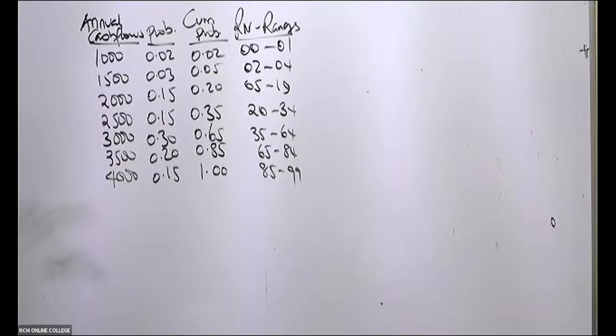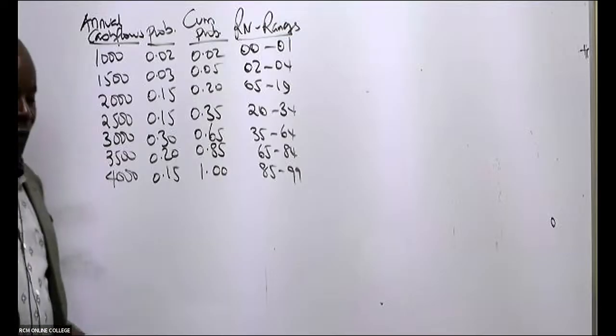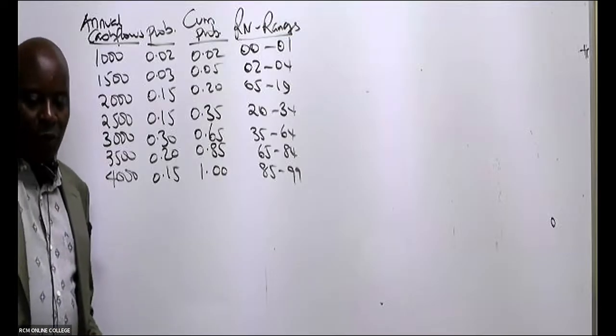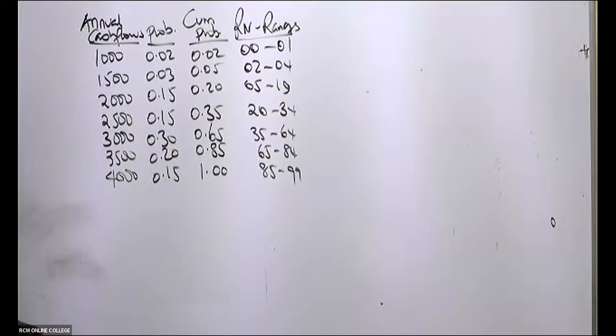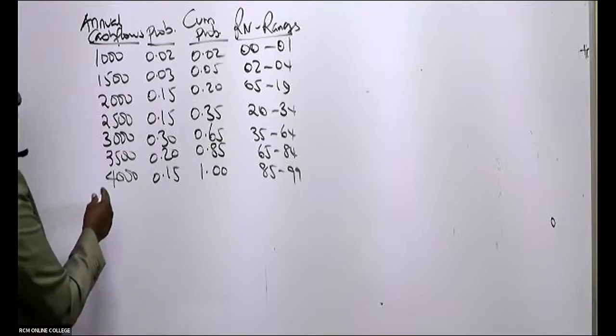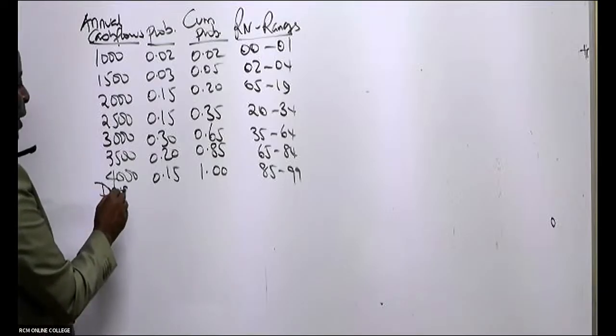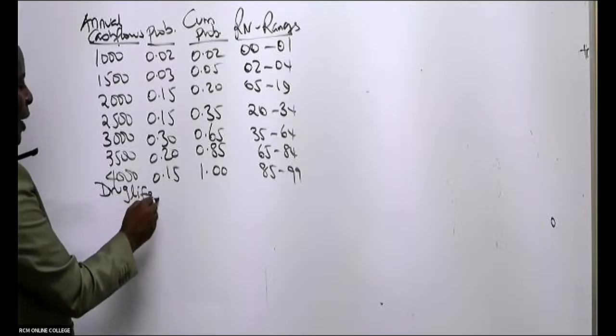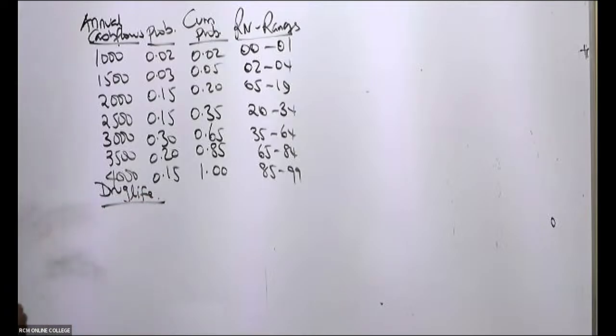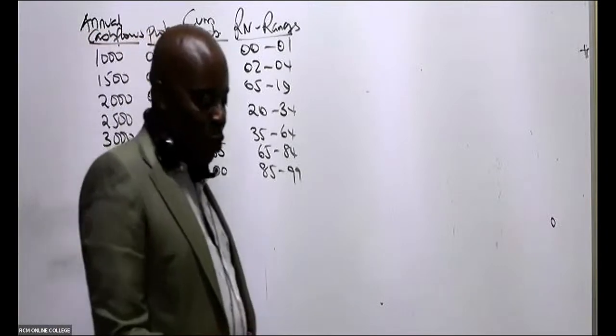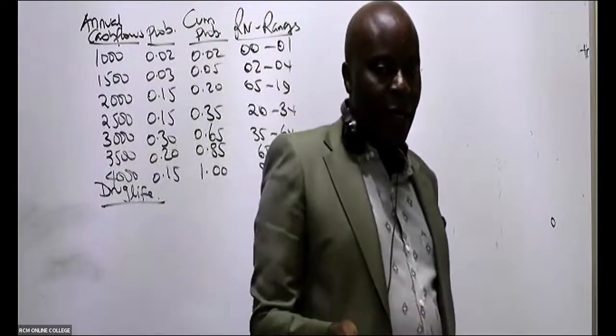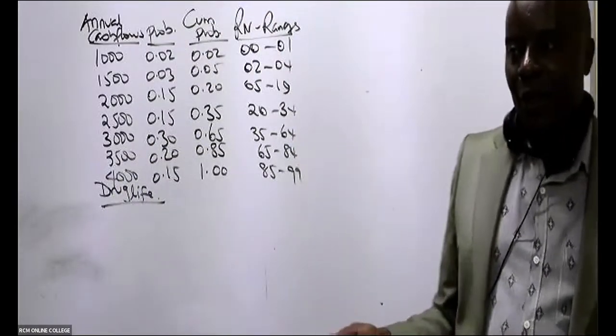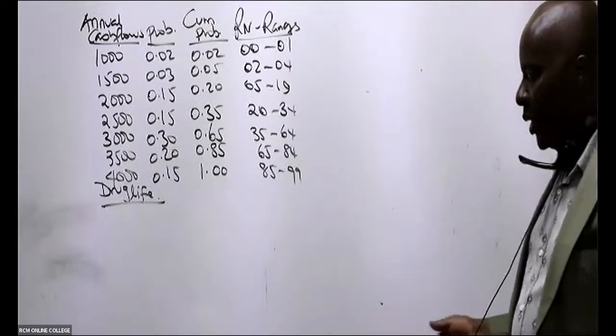So that is the first variable, which is influencing. So from there, ladies and gentlemen, go ahead and give us the drug life. This is another variable, an independent variable. So you bring drug life, and then you give us cumulative probabilities, which you will be able to ascertain from the probabilities given, and then you give us random number ranges.